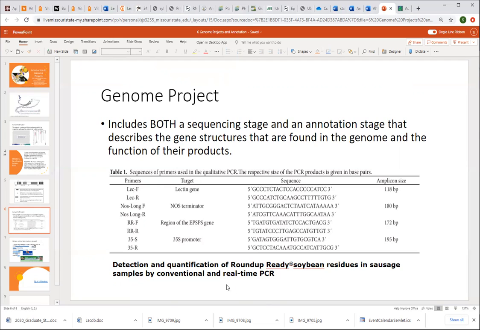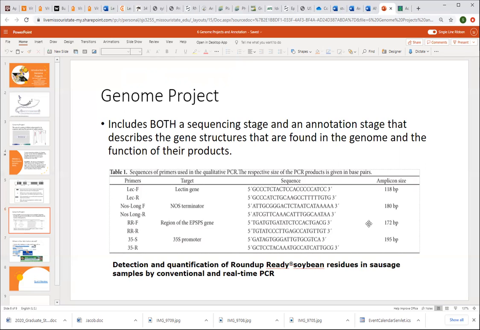So these people use real-time PCR. This is the sequence of the primer. If you wanted to do the same research and look for these proteins, this is what you would order from the supply company. You would order a 5' to 3', GCCTCTACT. This is exactly what you would write down or type into the order form.